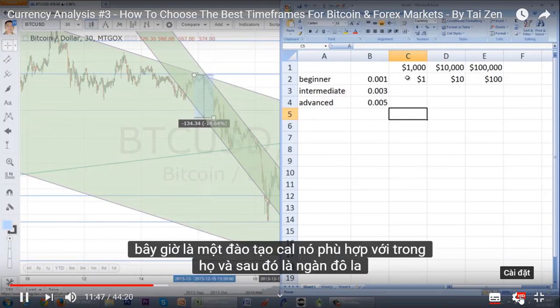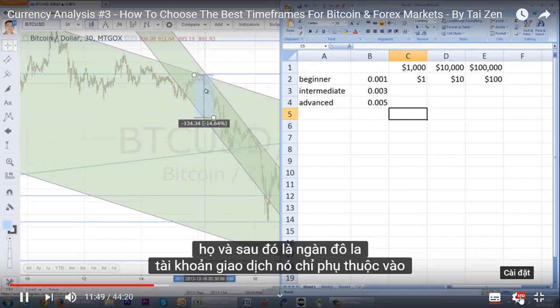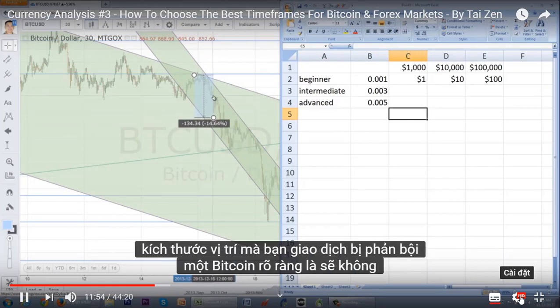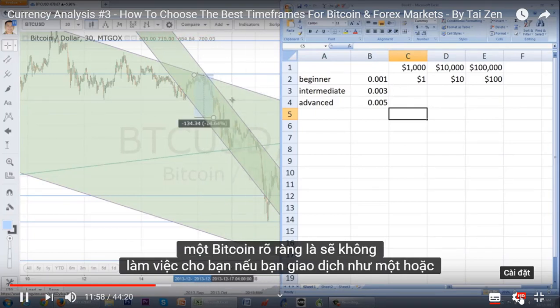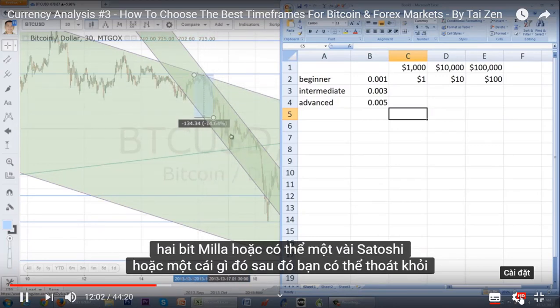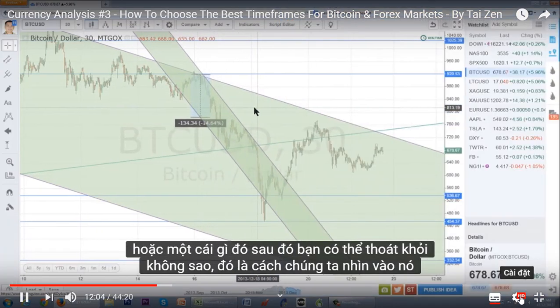And then the $1,000 trading account, it just depends upon the position size that you trade. If you trade one Bitcoin, obviously that's not going to work for you. If you trade like 1 or 2 millibits or maybe a few satoshis or something, then you can get away with it. Okay, so that's how we look at it.